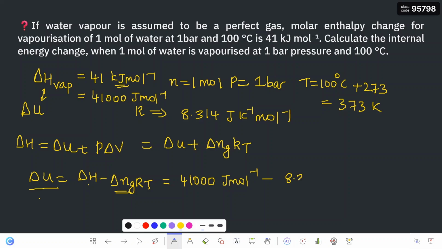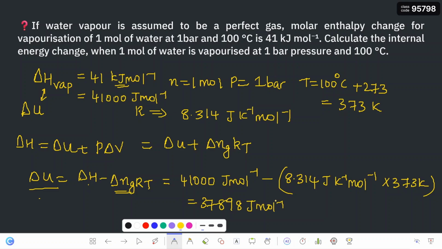Then only it will come in the units of joule per mole. Then R is 8.314 joule per Kelvin per mole into T is 373 Kelvin. When we do this, we will get 37898 joule per mole, which is equal to 37.90 kilojoule per mole. So this is the final answer. While doing these calculations, you need to convert the units. That is very, very important.